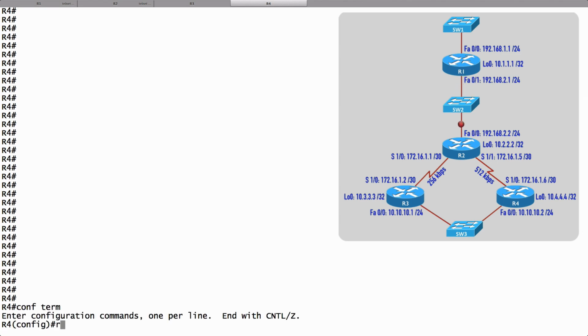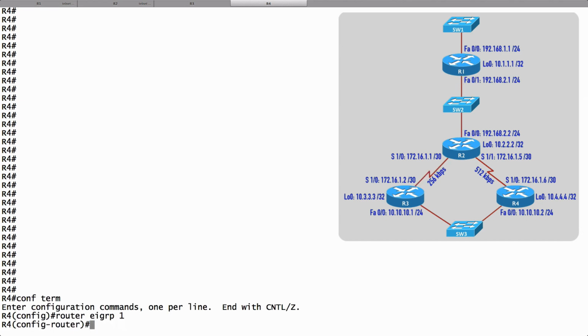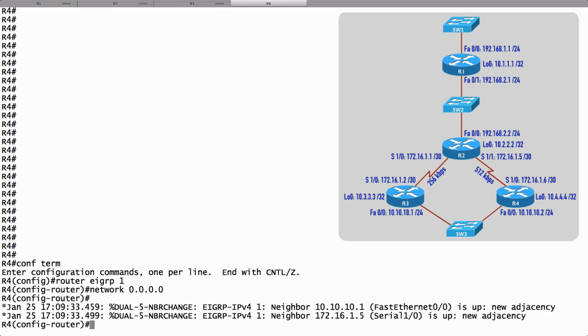Let's go into router EIGRP 1 configuration mode on R4, and what if I just said network 0.0.0.0? I'm being very general here. Remember I said that the network statement just needed to encompass the IP addresses of the interfaces we want to participate in EIGRP. By giving this very general network statement, I'm encompassing all of the interfaces: the loopback interface, the serial, the Fast Ethernet interface. I just need that one network statement as a shortcut if I want all of my interfaces to participate in EIGRP. And it looks like it worked because I just formed a neighborship with R2 and with R3.